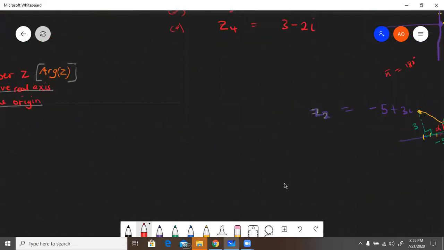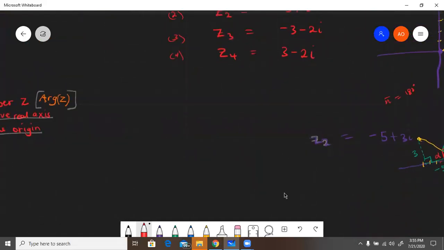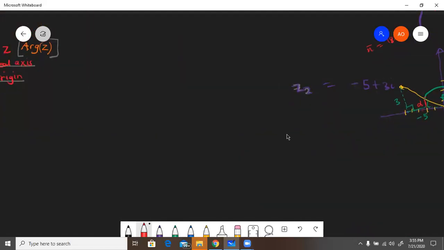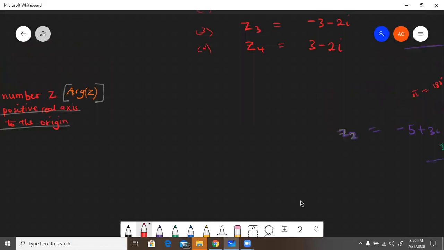Let's go to the third question. Z3 is minus 3 minus 2i. So Z3 equals minus 3 minus 2i. We want to find the argument of this.